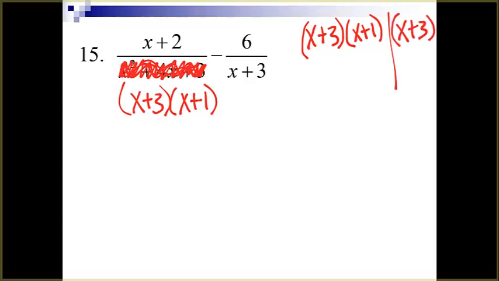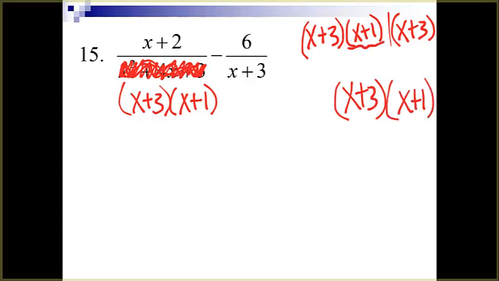Highest exponent of each one of these binomials. So the highest exponent of the x plus 3 is just x plus 3 to the first power. Highest exponent of the x plus 1 is just x plus 1 to the first power. We're looking for the highest exponent of each part. Remember the type example, it did not have the things in common. It was looking for all the different properties that it had total, and the highest amount of each property.